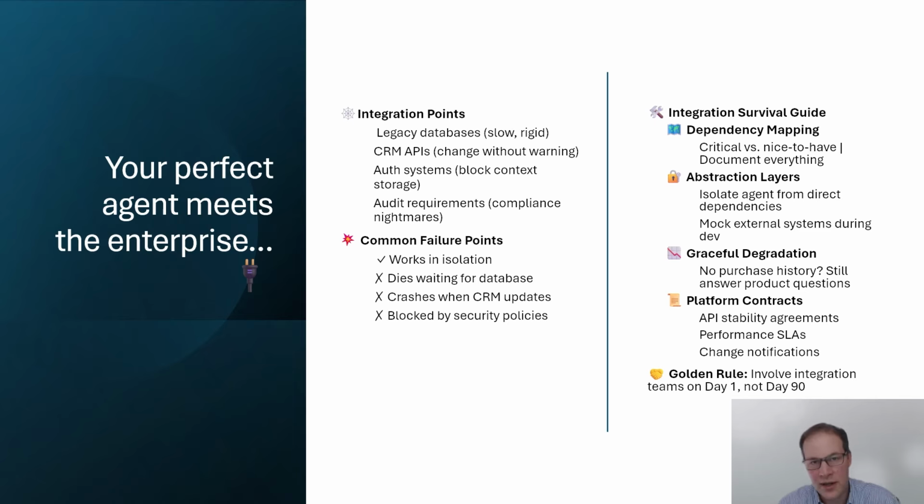It's important to establish clear contracts with platform teams about API stability, performance requirements, and change notifications. You have to design a graceful degradation. Maybe it cannot access the purchase history, but it can still answer product questions. Implement comprehensive monitoring, tracking not just agent performance, but dependency health and integration latency. It's really critical to involve the platform teams early and not as a final step.